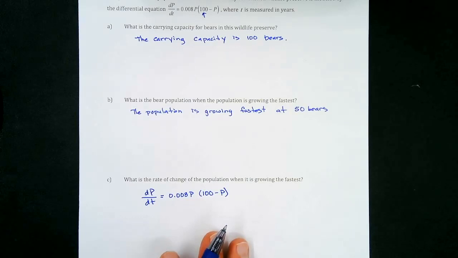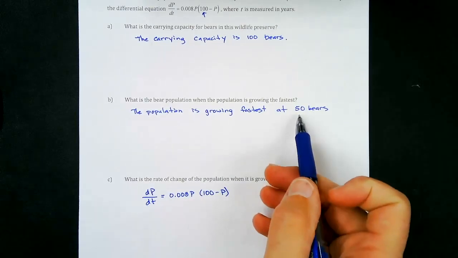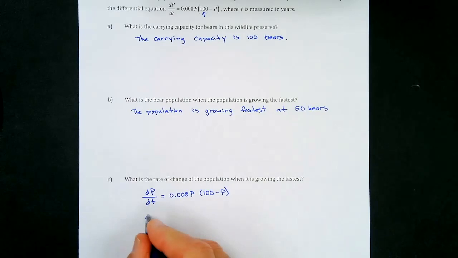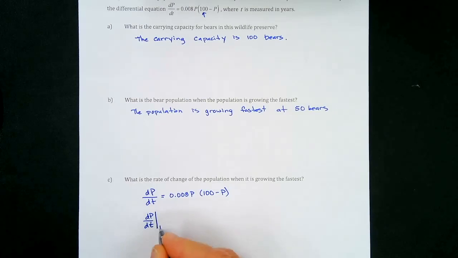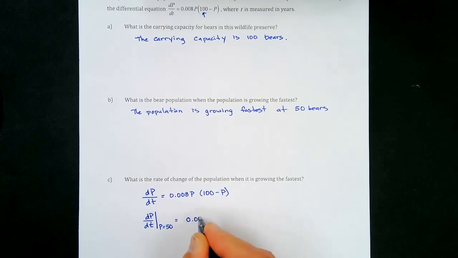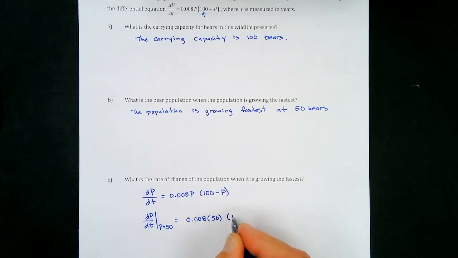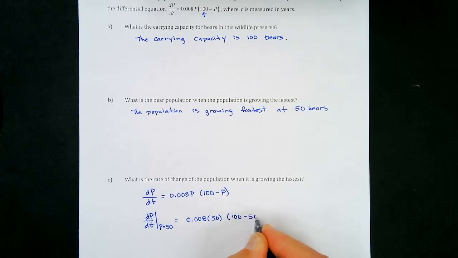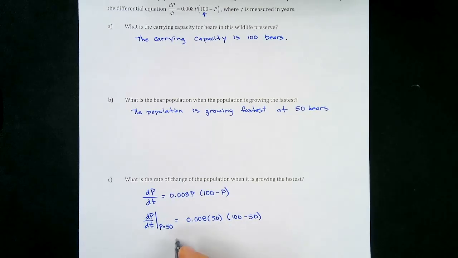And so we want to find this when it's growing the fastest. Well, when it's growing the fastest is when P is equal to 50 bears, right? So we want to find dP/dt at P equals 50. So that would be 0.008 times 50 times 100 minus 50. And so that would give us 0.008 times 50 times 50. And if we put that into our calculator, we wind up with 20.